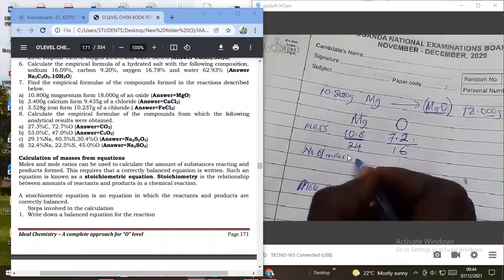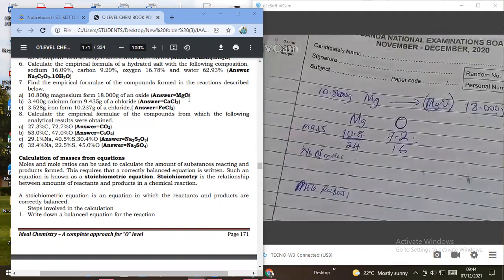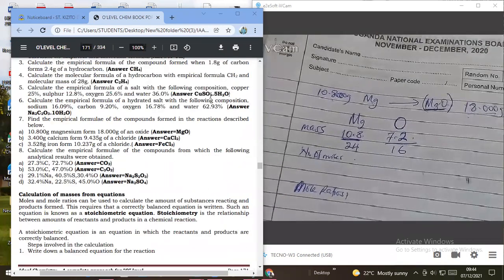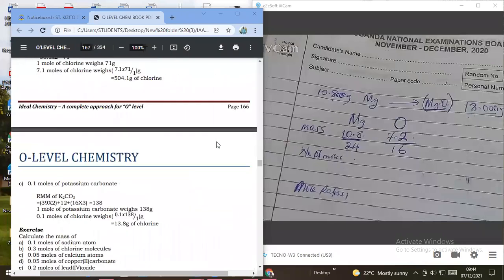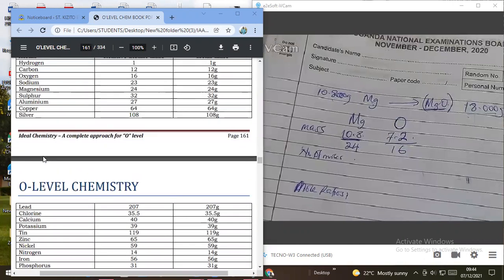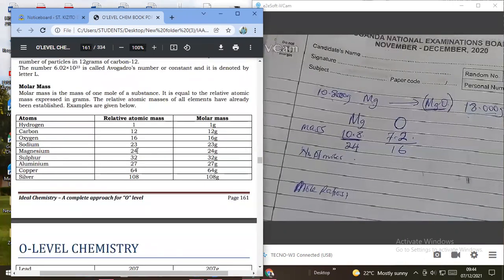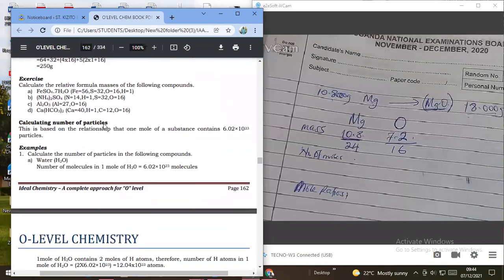10.8 divided by 24. I'm waiting to write what you are saying. Please, all those numbers we are reading, like 24, they are all here on the first page of the mole concept. You look at them and write. So the molar mass of magnesium is 24. That's why we divided by 24. The one of oxygen is 16. We got it from here. So don't be scared of where these people are getting these numbers from. They all come from there.